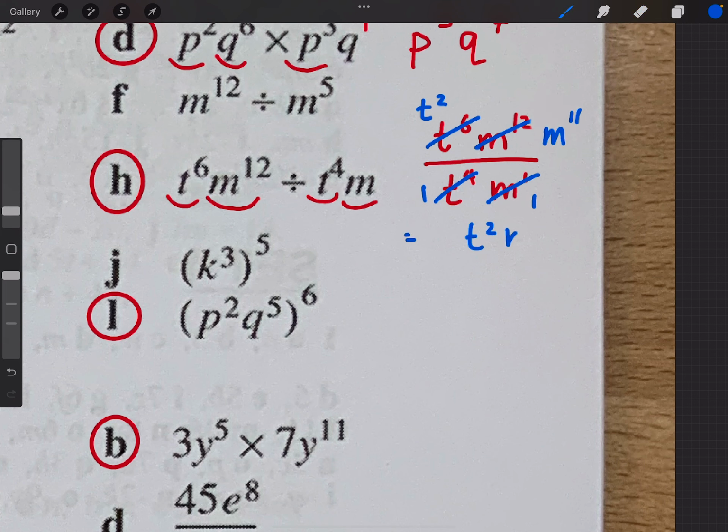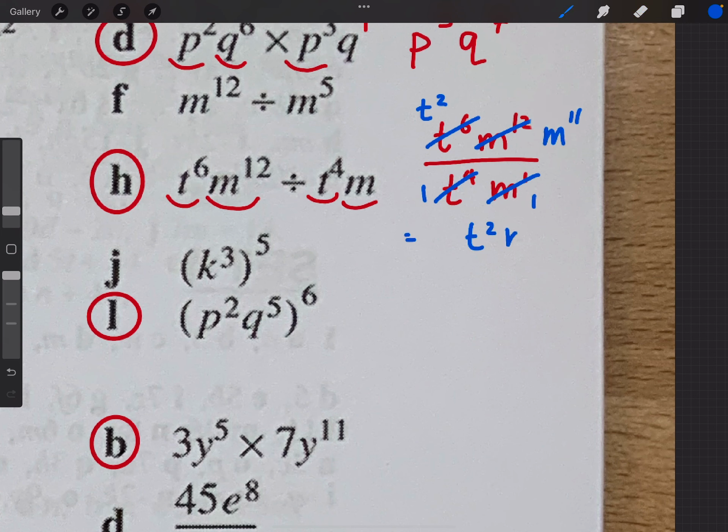Alright. Now question K. When you power something like this to the 4, you're going to power everything to the 4. So power that to the 4, power that to the 4. So you're going to get a to the 4, b to the 4.